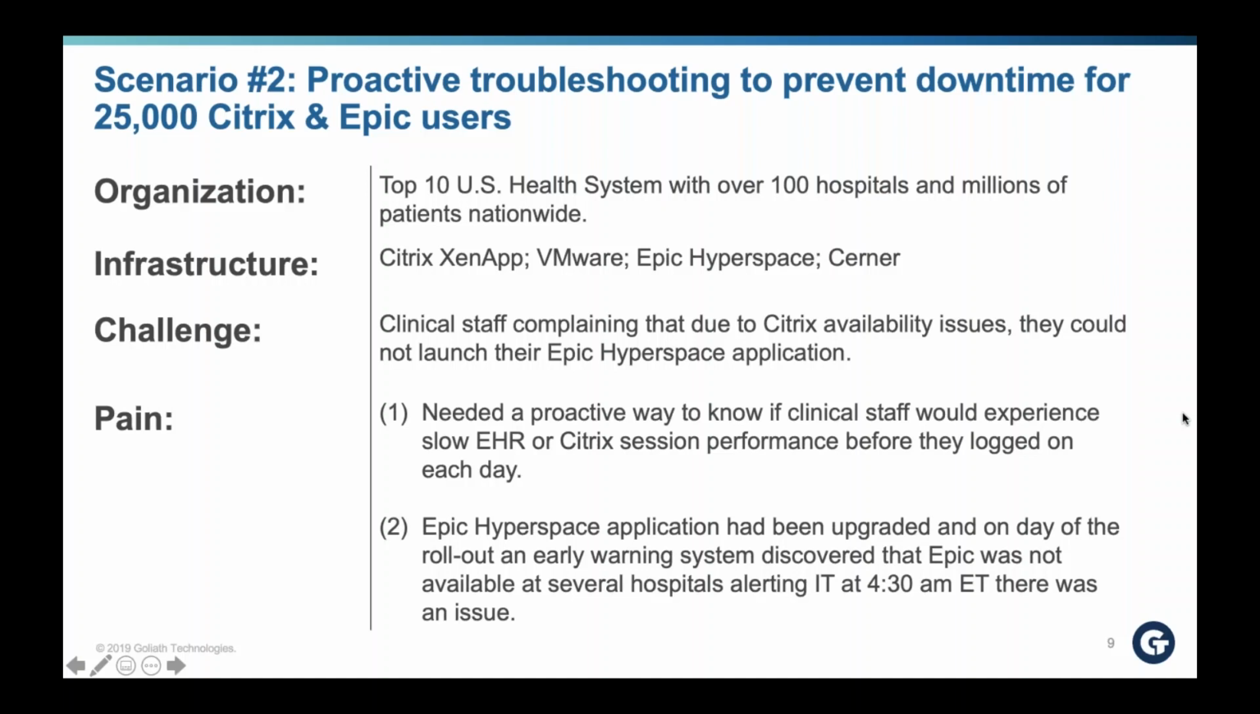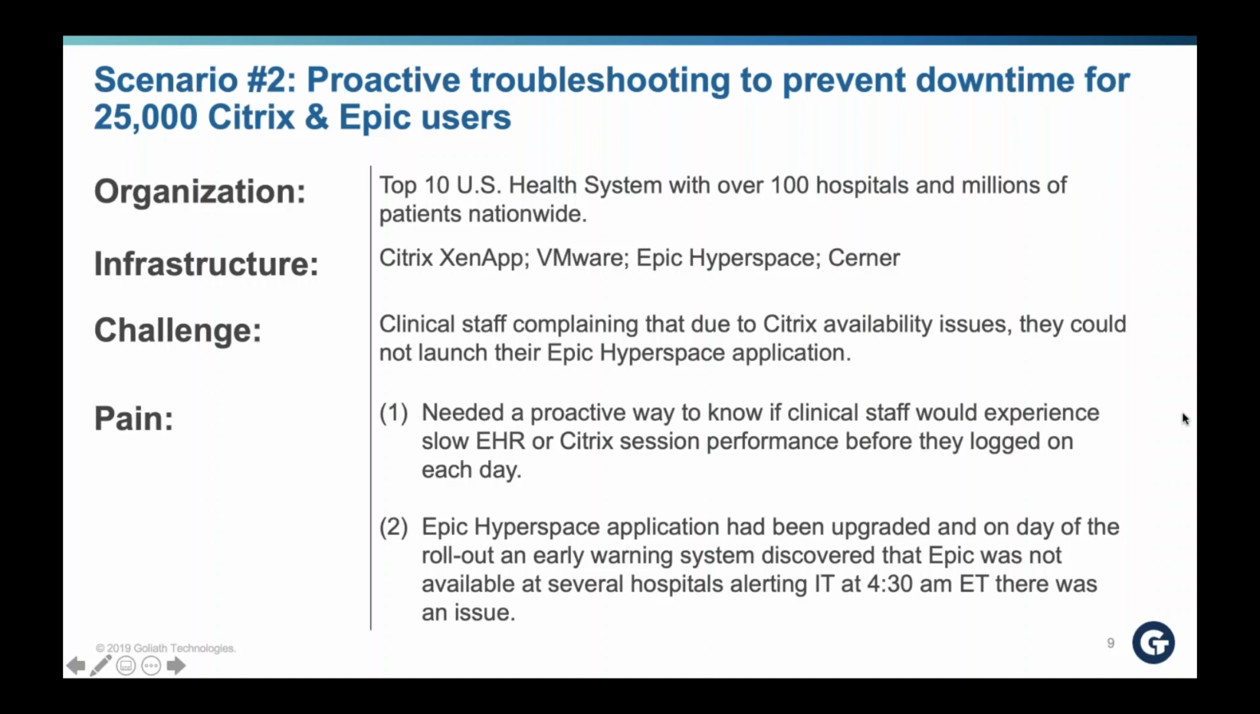And they had tested it thoroughly, but the day of the upgrade, one of these early warning systems alerted them at 4:30 in the morning that Epic was down. And if it didn't get fixed, that morning when everyone came to log in, they would not have access. And that would have impacted about 25,000 users. So IT was able to quickly roll back the upgrade. They actually found that the issue was in the Citrix layer that all during testing never appeared, but as soon as they started to put actual end user load on, it became a problem.